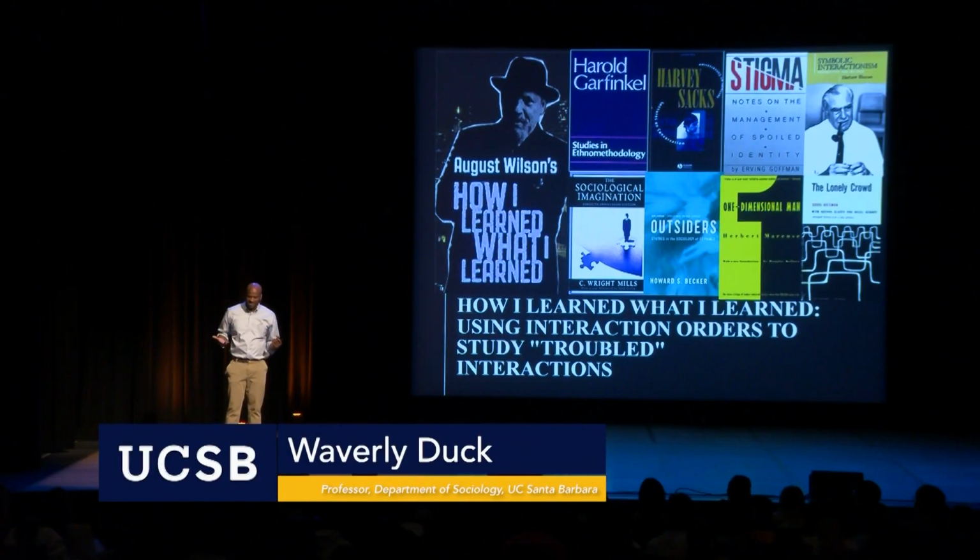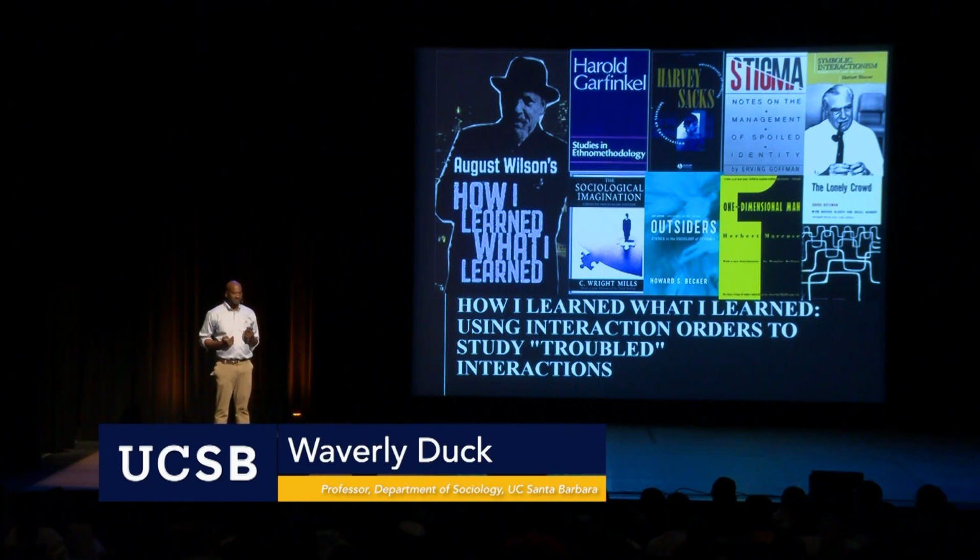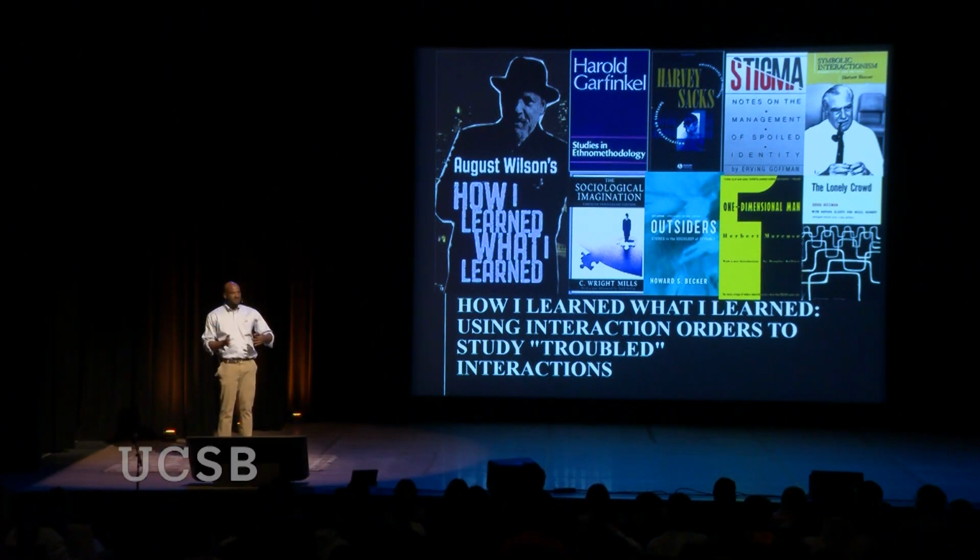The title of this talk is How I Learned What I Learned: Using Interaction Orders to Study Troubled Interactions. It's an homage to August Wilson, an American playwright who had this century series. There was a play for every decade from 1900 all the way until 1990, and before he died, he wrote one play called How I Learned What I Learned, a one-man show, to describe how he studied the world. And what I wanted to do with this talk is share my journey of becoming a sociologist, but also the types of stories and the work that I'm interested in.